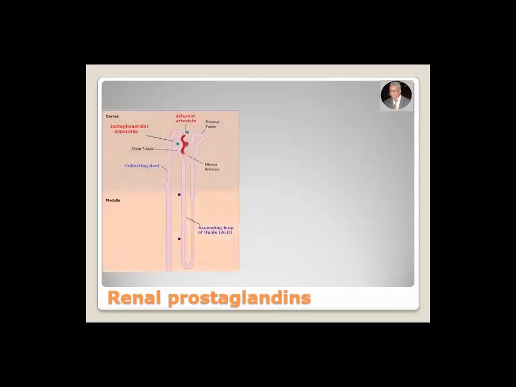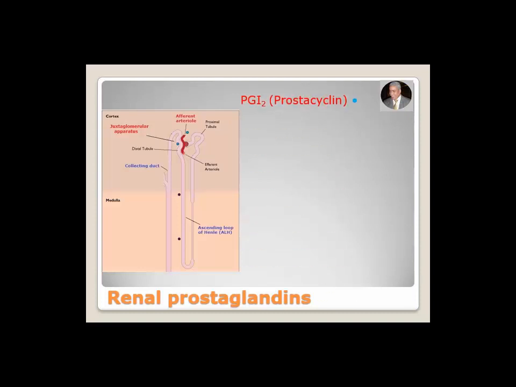The kidney contains both COX-1 and COX-2 enzymes. It can produce many types of prostaglandins. Prostaglandin receptors are distributed in the vascular, tubular, and endocrinal components of the kidney. The most important types are the prostacyclin receptors in the afferent arterioles and in the juxtaglomerular apparatus, which secretes renin, and prostaglandin E receptors in the ascending loop of Henle and the collecting ducts.